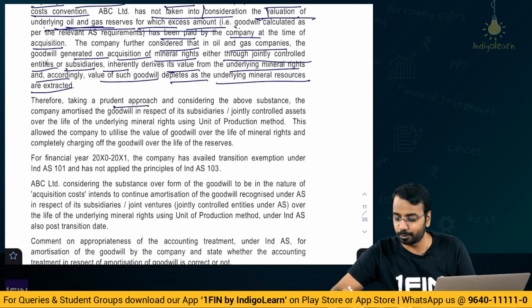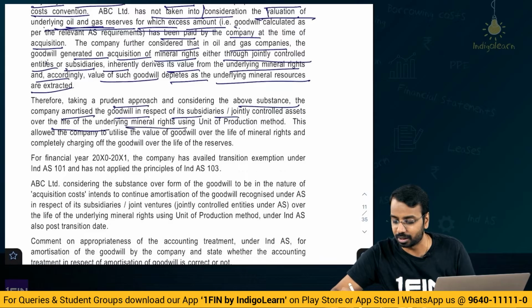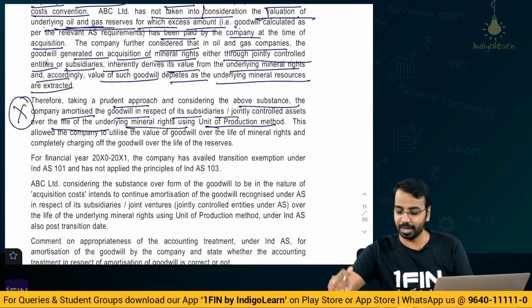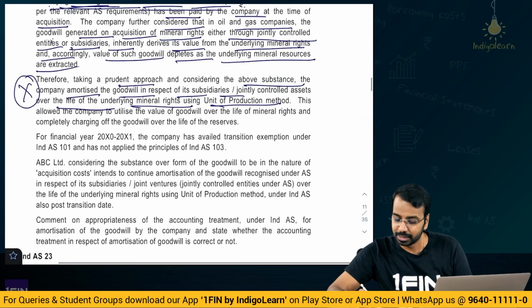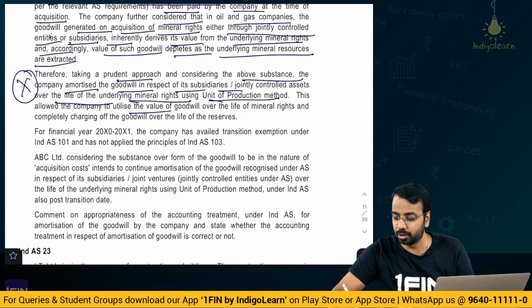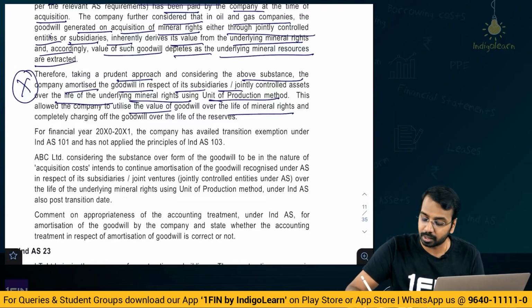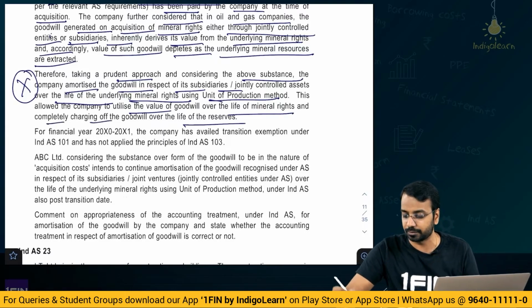Therefore, taking a prudent approach and considering the above substance, the company amortized the goodwill in respect of its subsidiaries over the life of the underlying mineral rights using unit of production method. This is not allowed under Ind AS, right? Then, this allowed the company to utilize the value of goodwill over the life of mineral rights, completely charging off the goodwill over the life of the reserves.